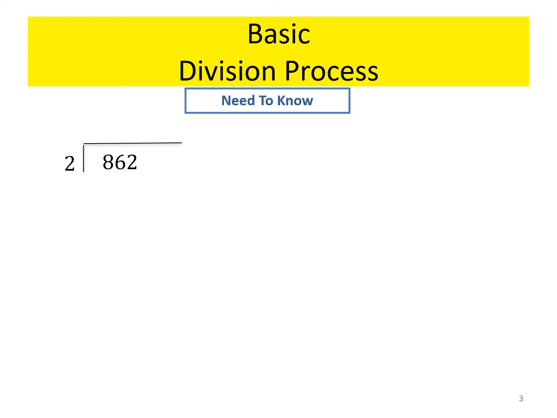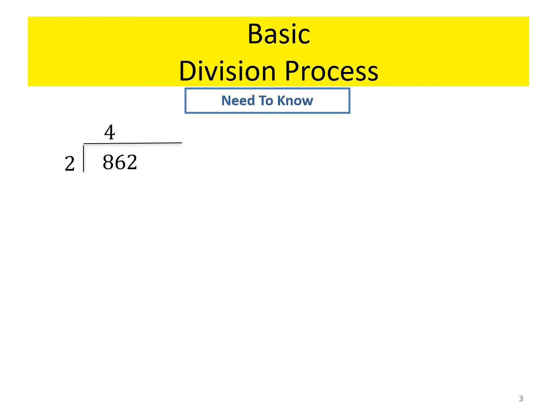You need to know the basic division process. You all know this. You learned it in elementary school. We're dividing 2 into 862. When you look at the first number, the number 8, 2 is dividing into 8. So you say to yourself, what number times 2 will give me 8? And you have the number 4, so you show 4.